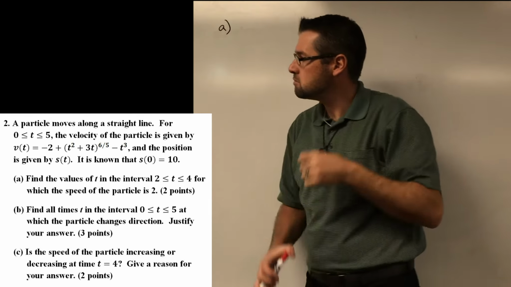So velocity is -2 plus t squared plus 3t to the 6/5 minus t cubed. And the position is given by s of t. All right, whatever. Part A, find the values of t in the interval 2 to 4 for which the speed of the particle is 2.